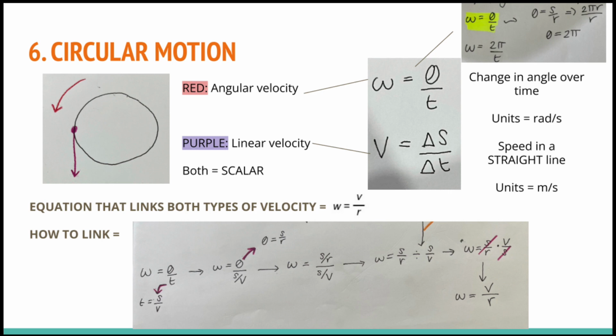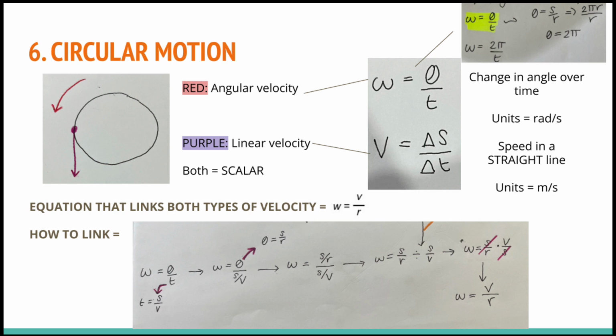So how do you link them? You start off with the angular velocity, where omega equals theta divided by time. And remember, time is equal to displacement divided by velocity. And as we know, theta equals the circumference, or basically another way of saying displacement, divided by radius. So omega equals displacement divided by radius, altogether divided by displacement divided by velocity.